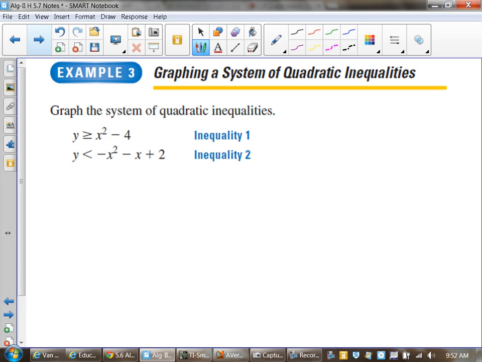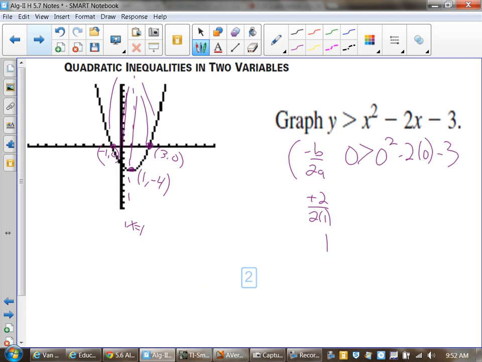What do you think changes when you have systems? Oh yeah, good point. Do we have to worry about solid and dotted? I think I forgot on this one, didn't I? Should that have been a dotted line? That should have been a dotted line for my parabola. Points off for Murphy. Sorry about that.